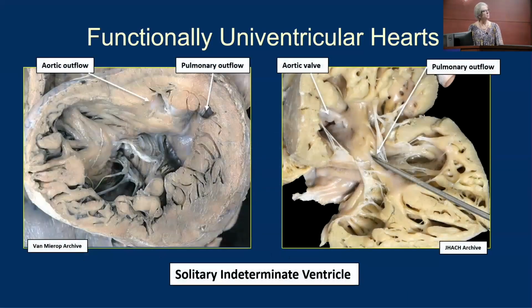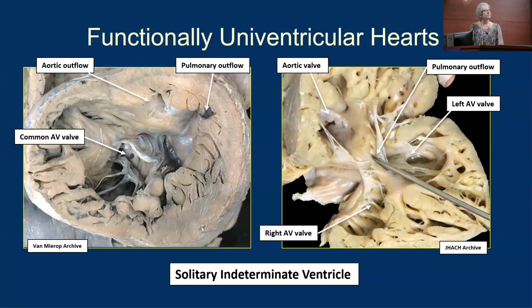So these are two examples of solitary and indeterminate ventricles. And to your left, you can see it's viewed from the apical position and has a common atrioventricular valve. And this case did have isomerism of the right atrial appendages. The image on the right has separate right and left atrioventricular valves, and there was usual atrial arrangement in this heart. Both have a double outlet, and you can see that the outlet septum is the only septum visible in these specimens.